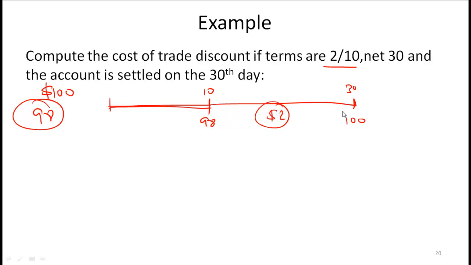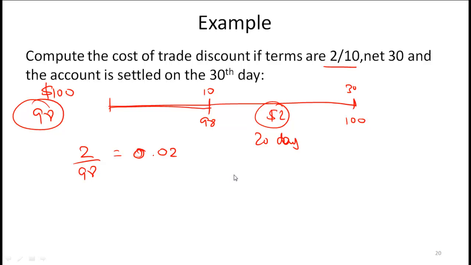So the holding period here is 20 days. The way you can look at it is the rate that you are paying is 2 over 98. So the interest is about 0.02, or about 2%. Now this 2% is for this period, in our case a 20-day period, because we are assuming we'll pay on the 30th day. Now this 2%, how do we annualize this? So if 2% over 20 days, what does this become over a 365-day period?